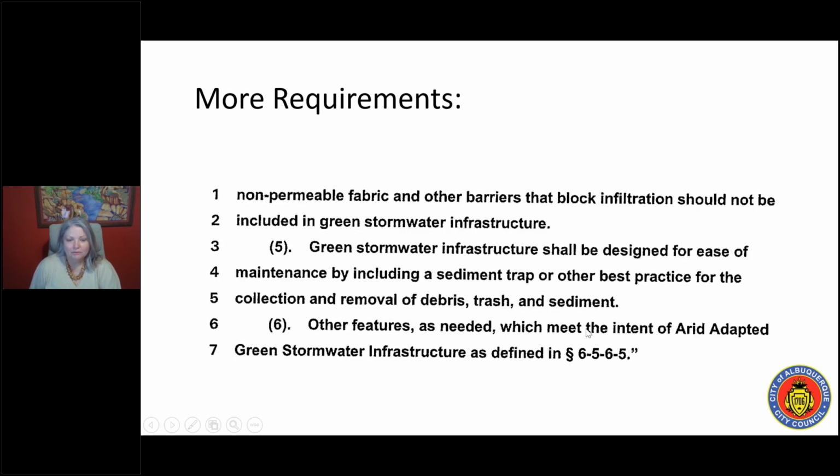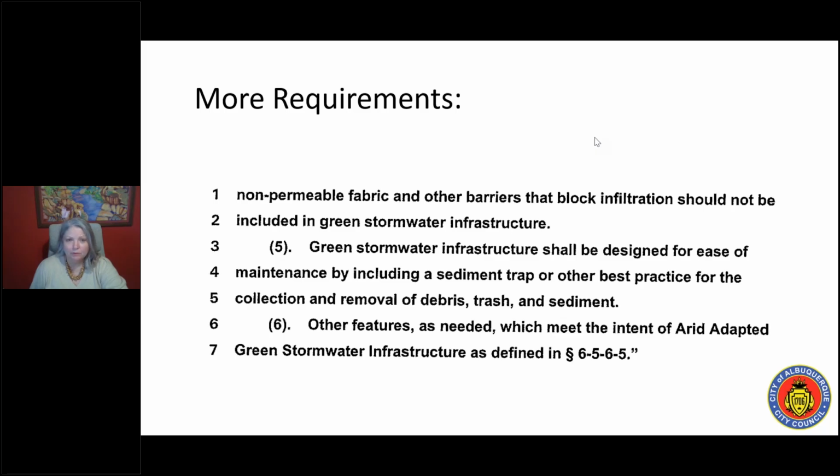And then this last one was interesting. We really had to add in number 5. There was just a lot of concern around maintenance, and I do understand this, and I'm glad we added this in. This is a new thing for Albuquerque. We have not had these smaller, localized green stormwater infrastructure projects en masse, and there is a lot of concern around, is our Department of Municipal Development going to be able to maintain these as we get many, many infrastructure projects in place?